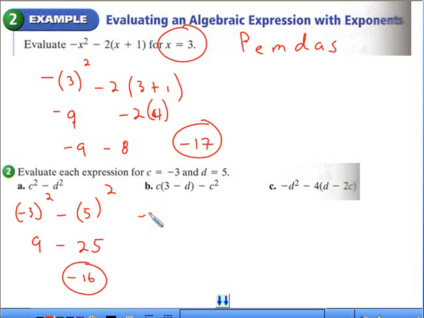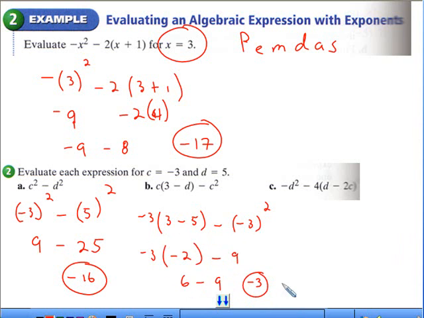Down here, we get negative 3, that's C, times 3 minus D, which is 5, minus C, which is negative 3 squared. You notice how I'm plugging in the numbers correctly? So follow the order of operations. We got negative 3, 3 minus 5 gives you negative 2, minus negative 3 squared gives you positive 9. So multiply before you subtract. This is going to give you 6 minus 9. So that's going to give you negative 3.